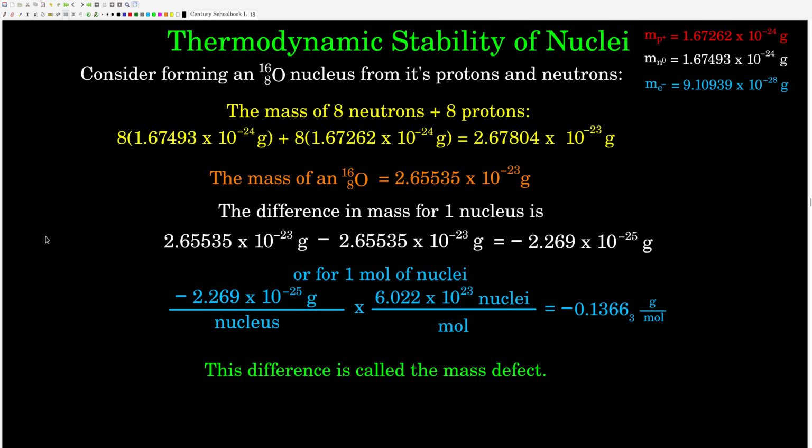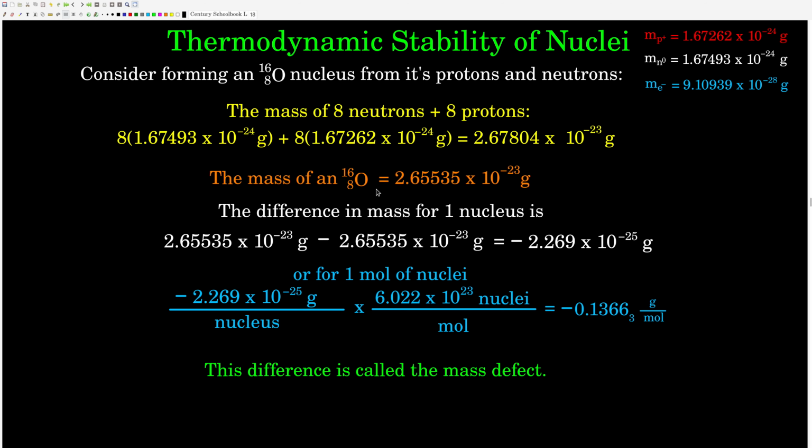Okay, so thermodynamic stability of nuclei. We're going to start out with an example. We're going to imagine that we can build an oxygen-16 nucleus from its constituent protons and neutrons. Oxygen-16 has 8 protons and 8 neutrons. I give you the mass in grams of protons, neutrons, and electrons over here. If we add up the mass of the 8 neutrons and the 8 protons, it adds up to 2.67805 times 10 to the minus 23 grams.